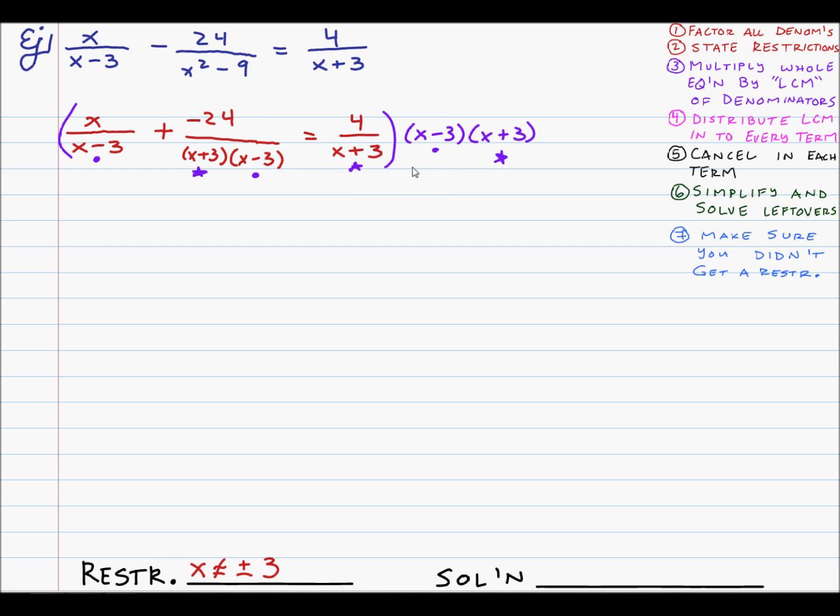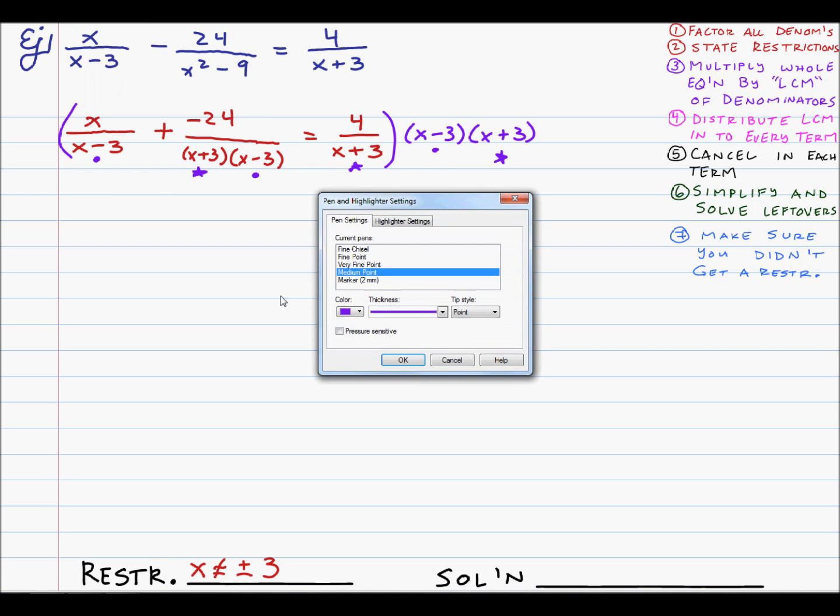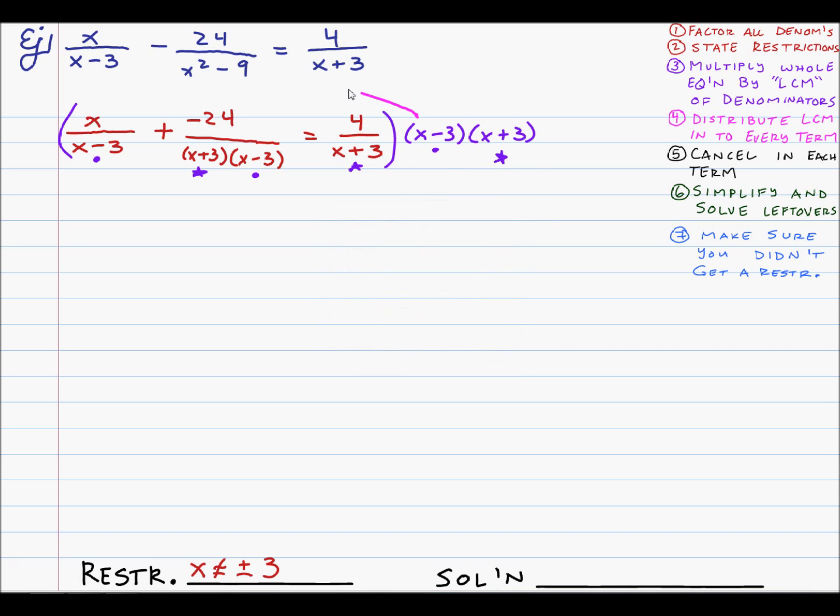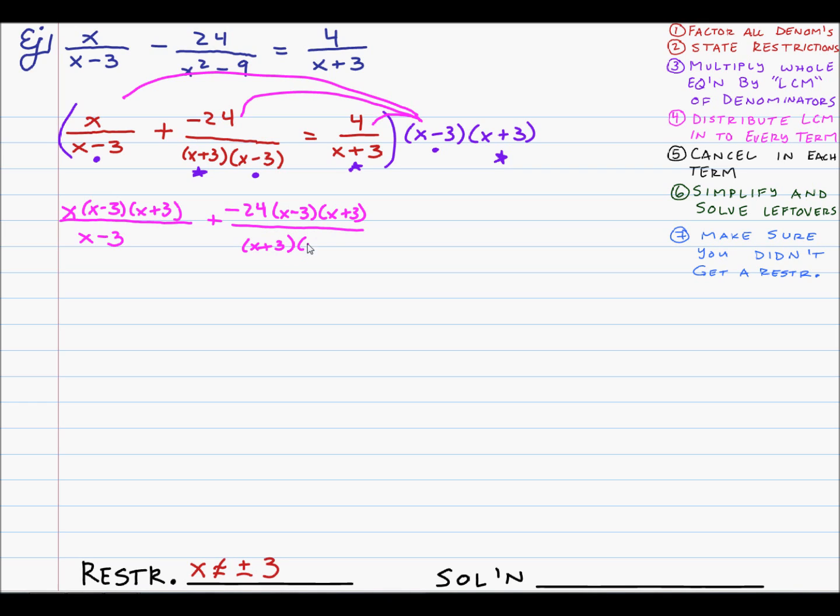Okay, so here we go. We're multiplying by the LCM. We've got to distribute that stuff in. Let's distribute that puppy in. I actually enjoy doing this step. I like the distributing thing. Okay, so what do we get if we multiply that whole thing in? It's going to be messy. We're going to have x minus 3, x plus 3. Again, I'm thinking some of you are probably comfortable saving yourselves a step here. We'll have plus negative 24, x minus 3, x plus 3, all over x plus 3, x minus 3.